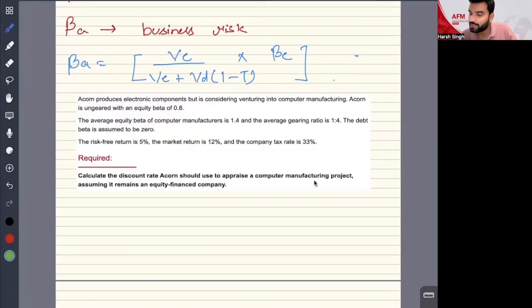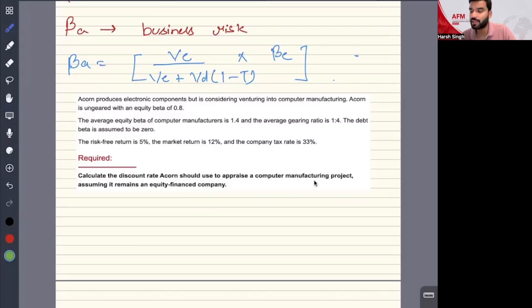A company is ungeared with an equity beta of 0.8. The average equity beta of a computer manufacturer is 1.4 and the average gearing ratio is 1:2. The debt beta is assumed to be 0, which is an unsaid thing. The market risk-free rate and the following information is given. Now we have to calculate the discount rate that we should be using to appraise the computer manufacturing project.